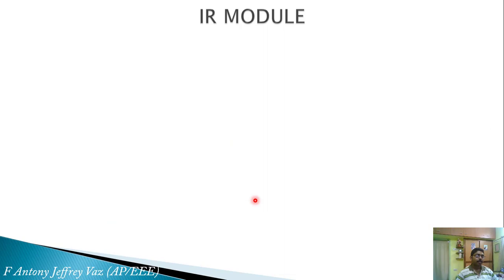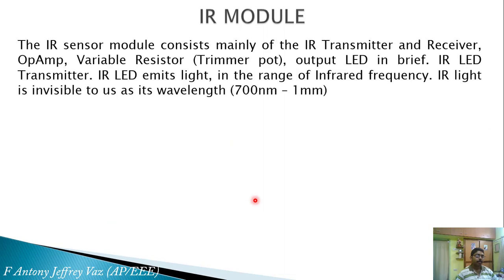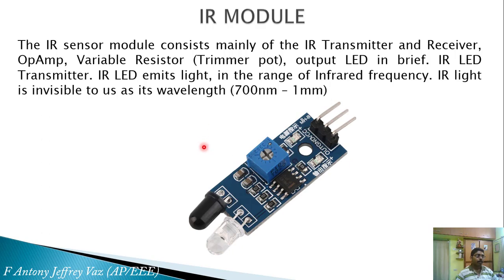IR modules. IR sensor modules consist of a transmitter and a receiver. This is the IR module. It consists of an IR LED, and this is also an IR LED operating in reverse bias condition. When an IR LED is in reverse bias condition, you can use it as a receiver. One will be a transmitter, and the reverse biased IR LED will act as a receiver.